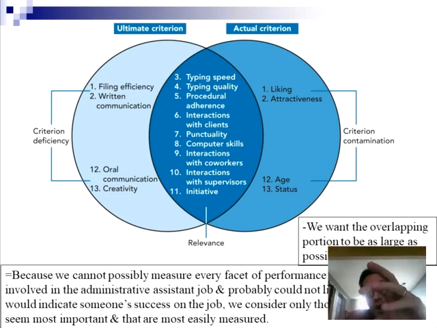The right side, bluer circle, is what we're actually measuring. And so we see the overlap there is what we want. We want a large overlap. In a perfect world, they would completely overlap on top of each other, right? But the problem is we can't do everything. We can't measure everything for a variety of reasons.